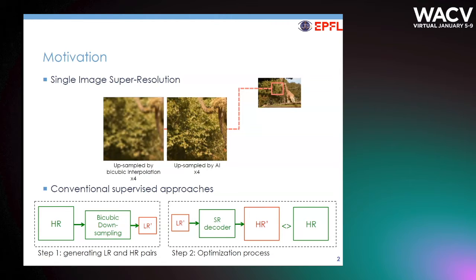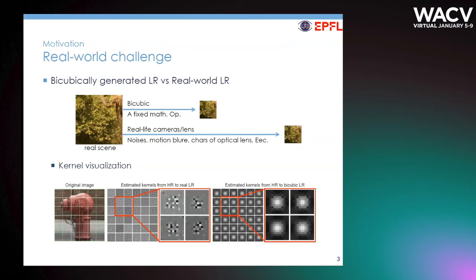The conventional approach is basically to generate a large data set of low-resolution, high-resolution image pairs by taking existing high-resolution images and downsampling them bicubically, and then training a large network to go from the low-resolution images to the high-resolution images. The problem with this is that bicubic downsampling may not be such a realistic model for downsampling in real life, as this kind of modeling does not account for the camera parameters such as the noise, motion blur, and the characteristics of optical lenses.